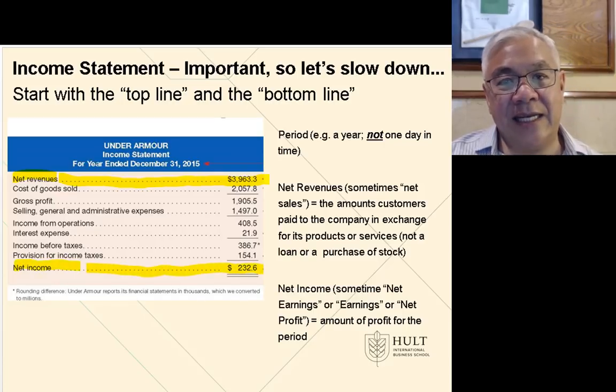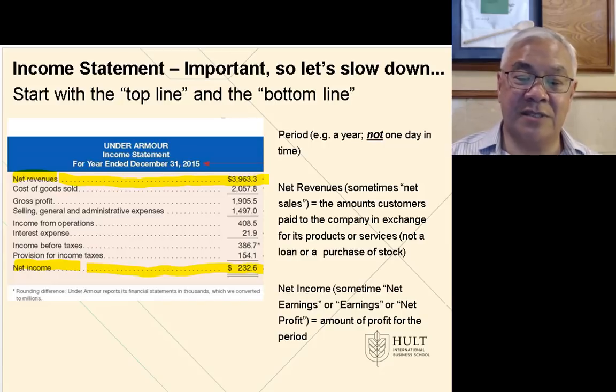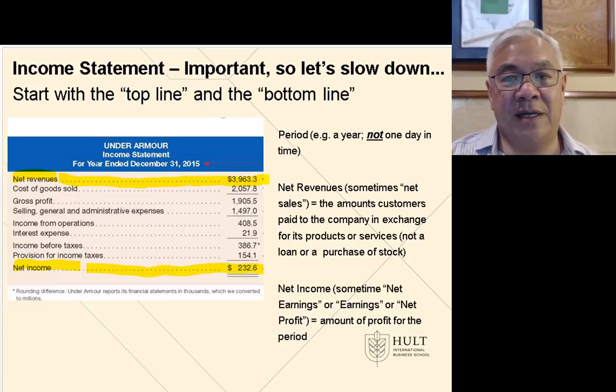Then we jump all the way to the bottom to get to the bottom line. The bottom line is net income. This is how much profit you made. So in this case, it's Under Armour. It's great that they sold $3.9 billion, but what if all of that was used up in all their expenses and their costs to run the business? Then they make zero. Well, it turns out they didn't make zero. They made the bottom line of $232 million.